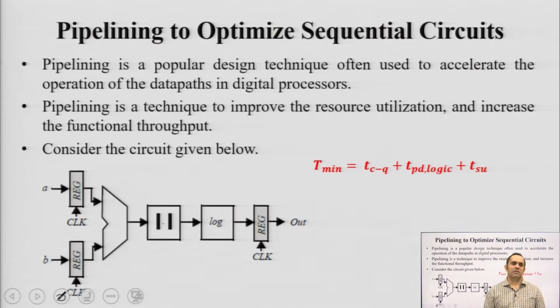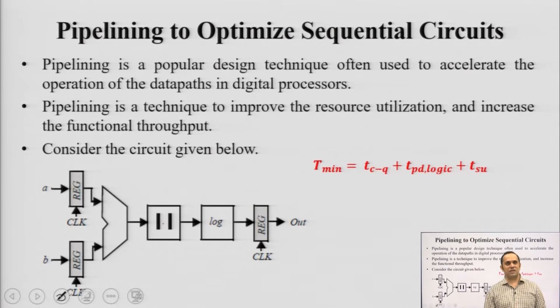For all these performance challenges, we have another way of rearranging or designing sequential circuits, which is known as pipelining. It is a popular design technique often used to accelerate the operation of data paths in digital processors. So, we can accelerate how input makes its way towards the output in a different form, in a different path, in such a way that the time it takes for its transition is reduced. So, pipelining is a technique to improve resource utilization and increase the functional throughput. And this equation shown on your screen is the minimum clock period required for the circuit shown in the figure.